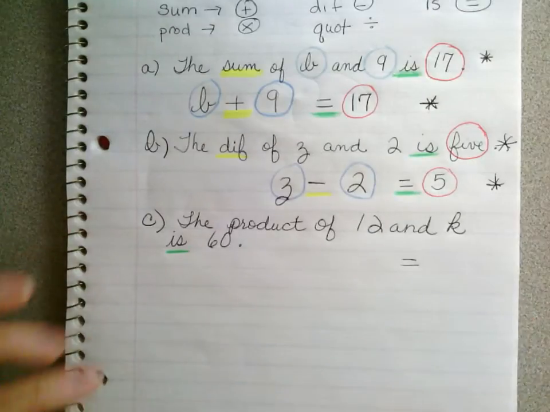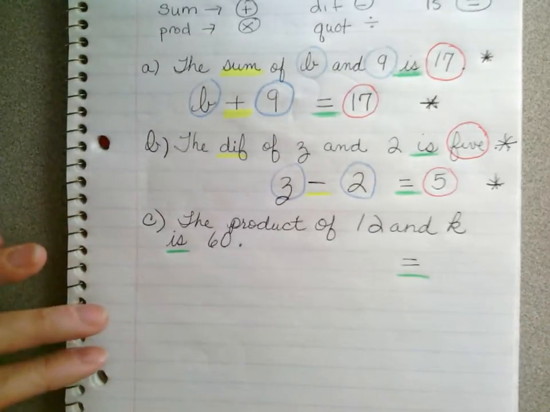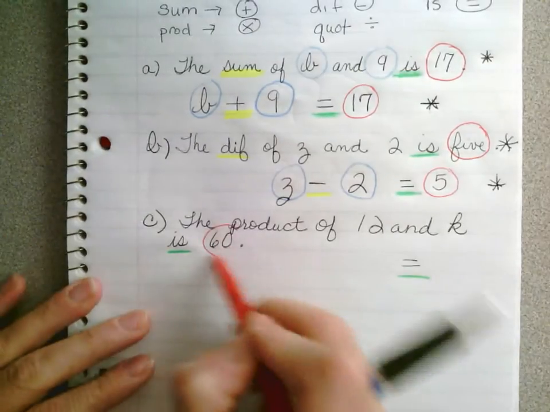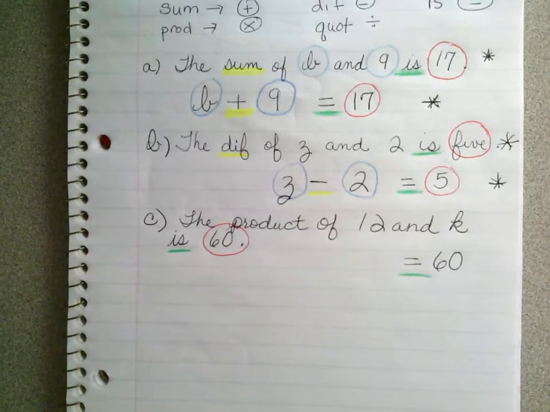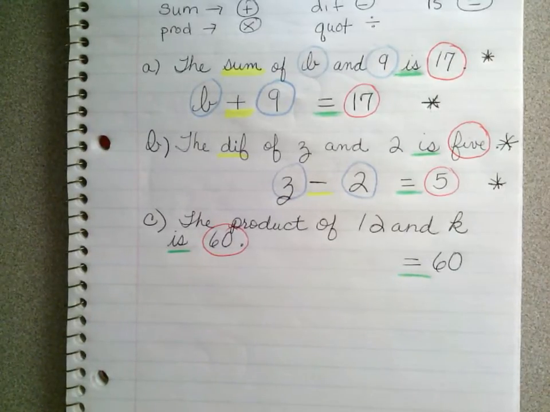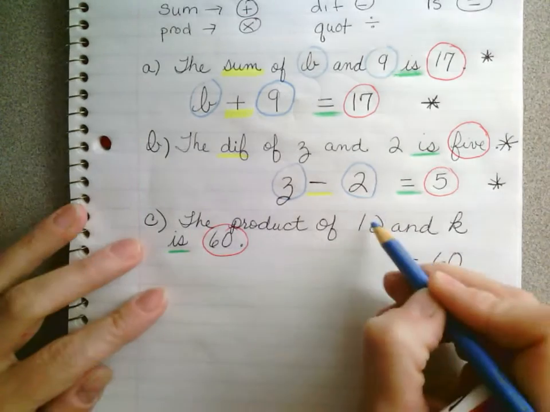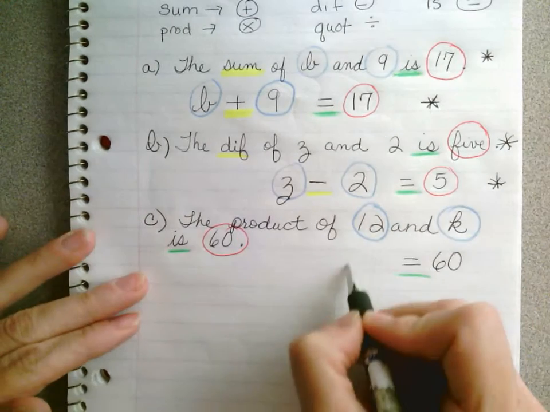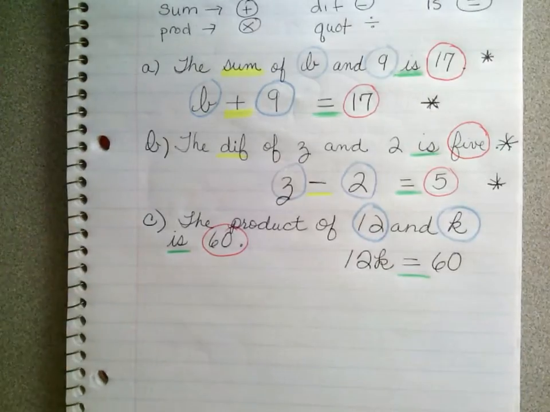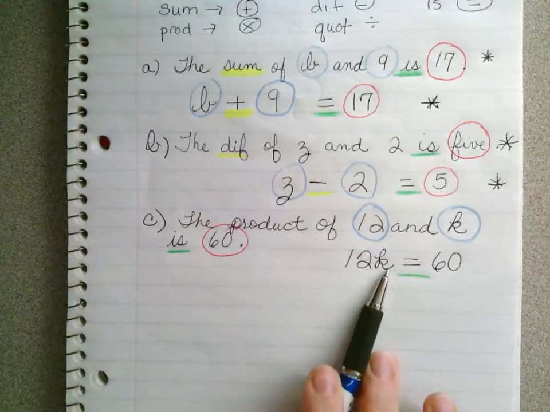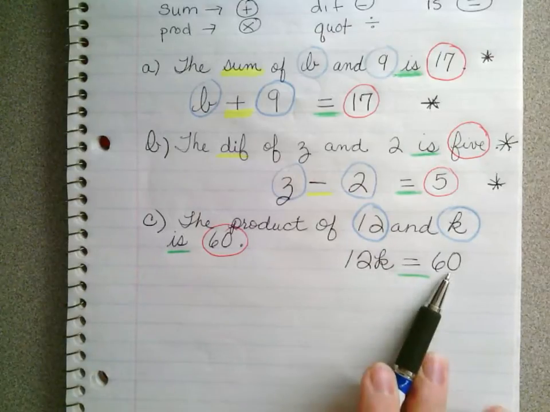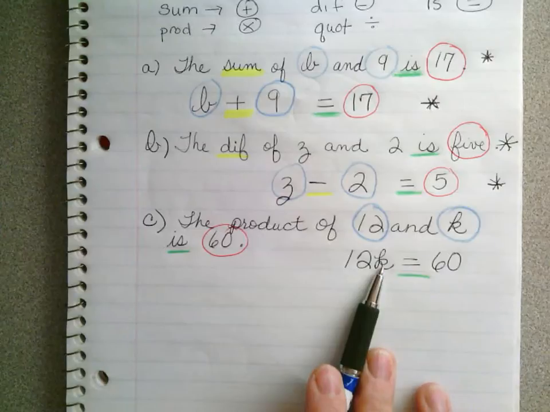Is, our thing to the right of the is. And now we've got the product of 12 and k. You can do a couple of different things, but the most common thing that is done is you simply slam the number next to the letter. And it looks like this: 12k is 60. 12 of whatever, this is 60. 12 times whatever that is 60.